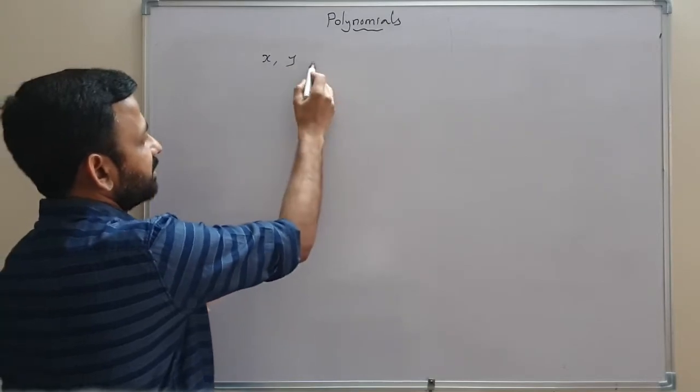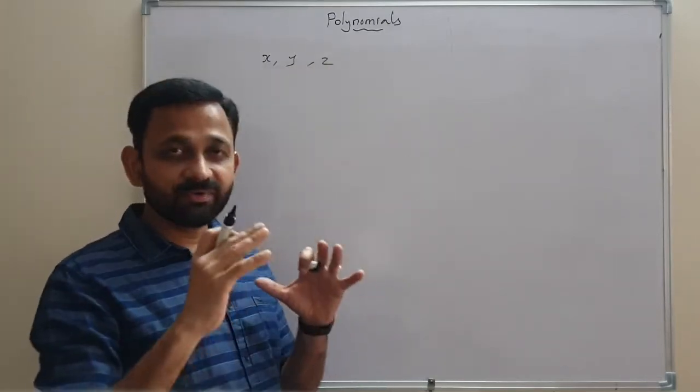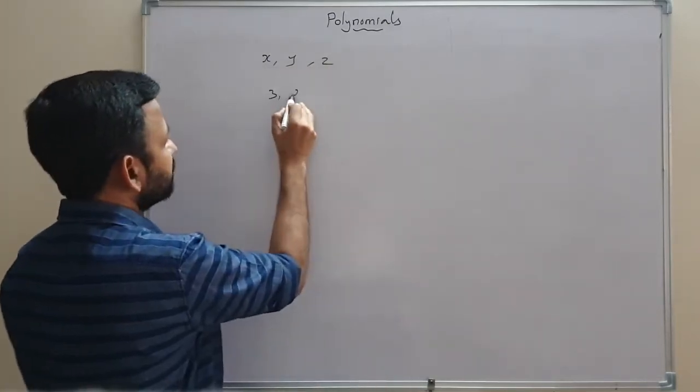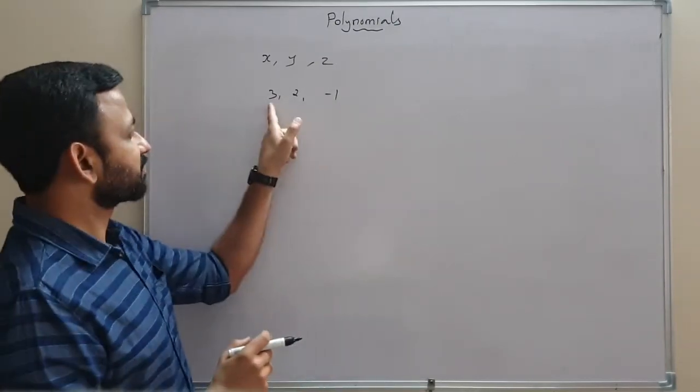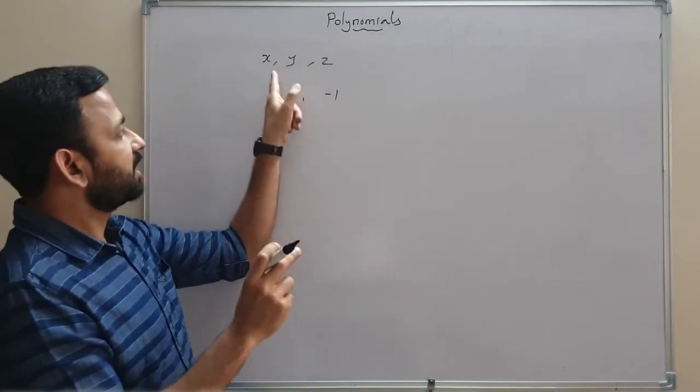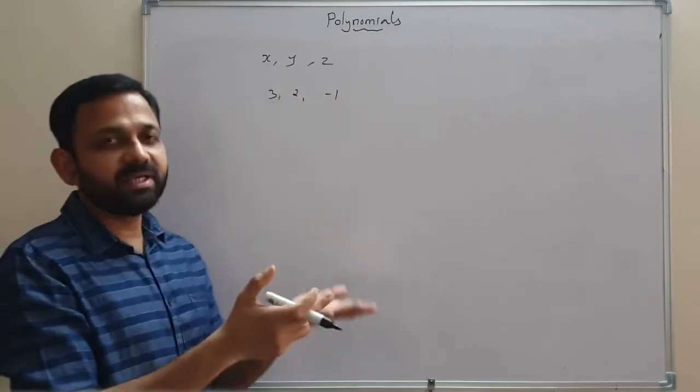X, y, z, etc. are called variables. 3, 2, minus 1, etc. are called constants because they have a fixed value. X, y, z can be changed.